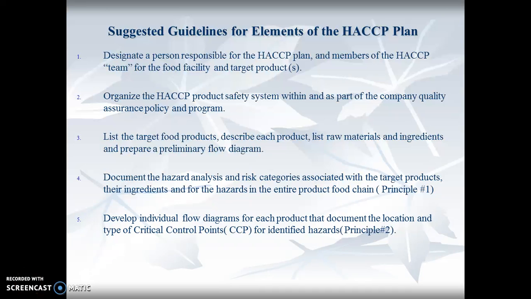Okay, so this is the last part of this series. Going back to number 3, list the target food products, describe each product, list the raw materials or ingredients, and prepare that preliminary flow diagram, that process flow diagram, to make sure that you're not missing a critical step that you did or that you need to do.